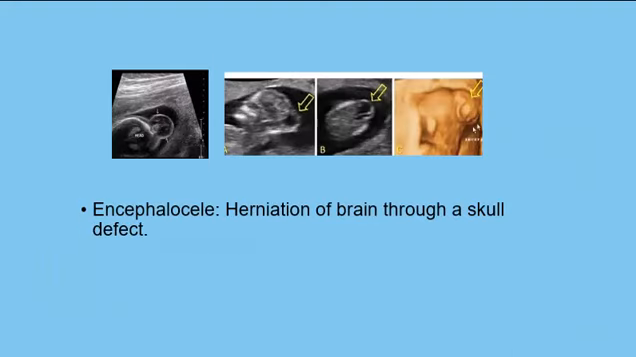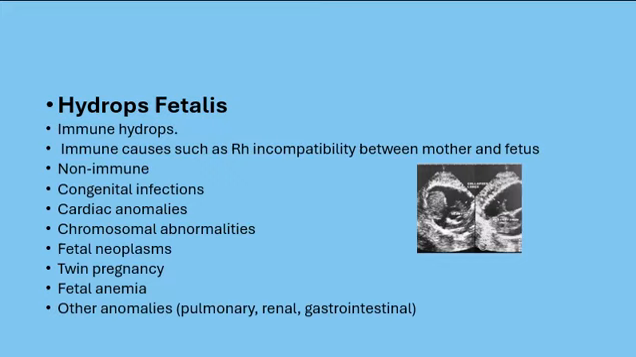Hydrops fetalis. Immune hydrops. Immune causes such as Rh incompatibility between mother and fetus. Non-immune. Congenital infections. Cardiac anomalies. Chromosomal abnormalities. Fetal neoplasms. Twin pregnancy. Fetal anemia. Other anomalies: pulmonary, renal, gastrointestinal.